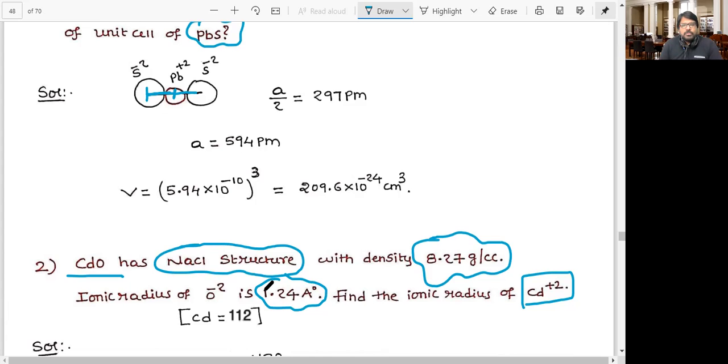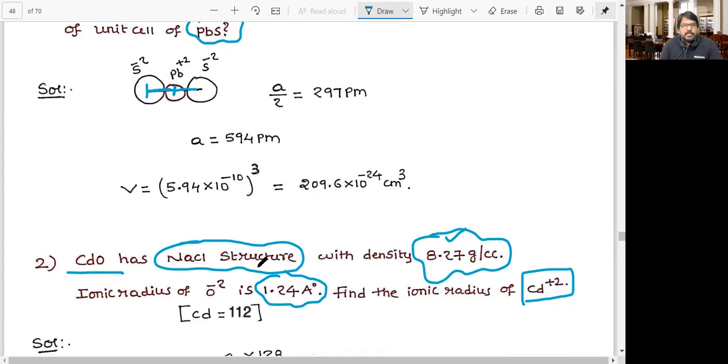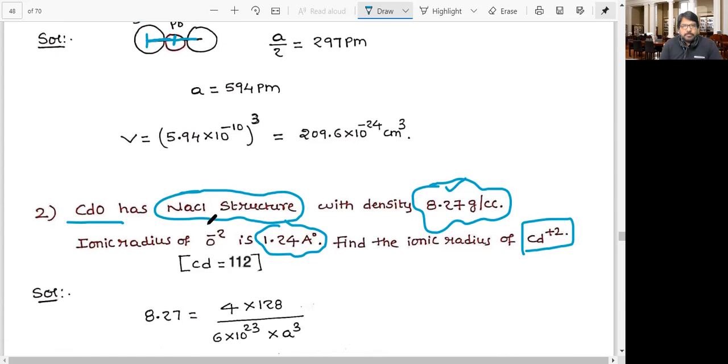So what we have to do, with the help of this density, let us try to find the edge length. Simply I have to use the density formula, and the cadmium atomic mass is also given. NaCl structure means there will be 4 ionic pairs.